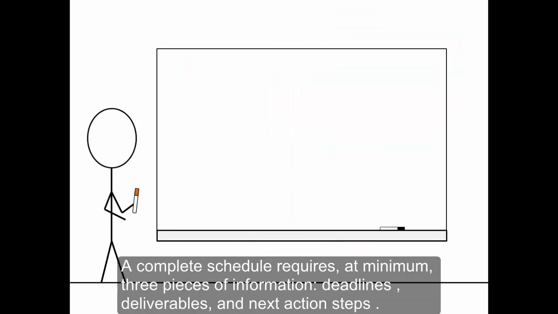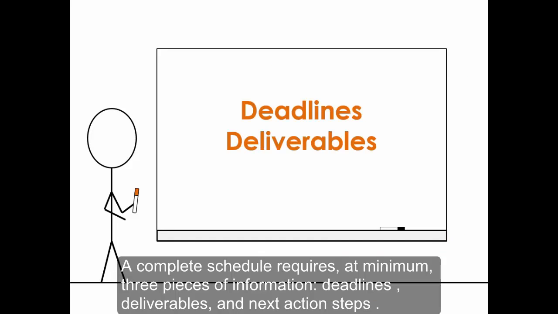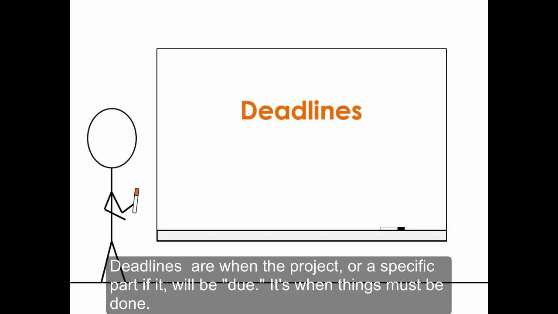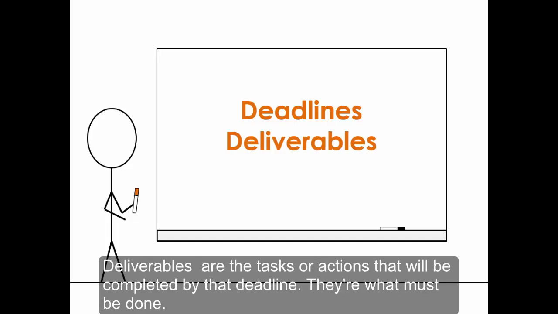A complete schedule requires, at minimum, three pieces of information: deadlines, deliverables, and next action steps. Deadlines are when the project, or a specific part of it, will be due. It's when things must be done. Deliverables are the tasks or actions that will need to be completed by that deadline. They're what must be done.